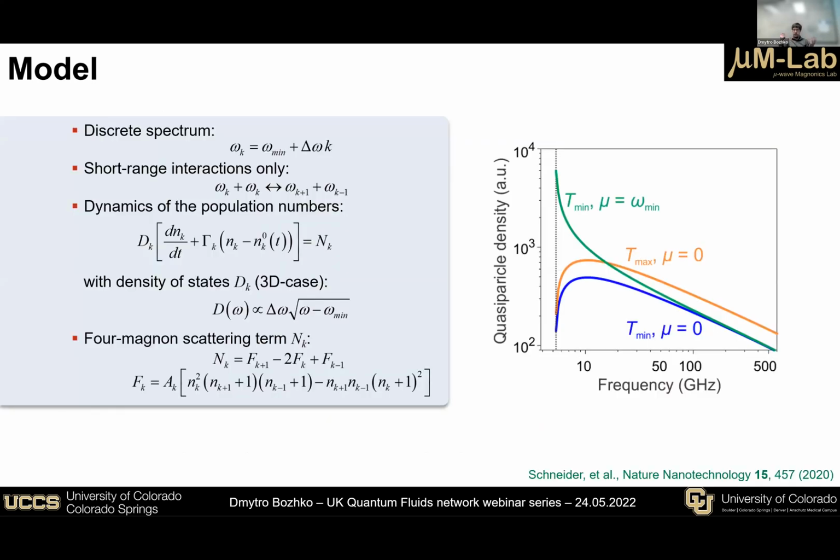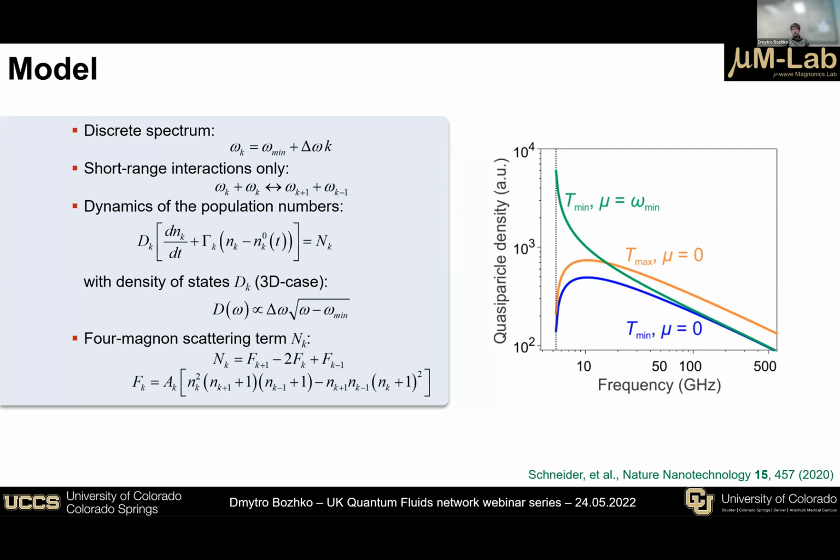In order to prove that it's a Bose-Einstein condensate, we developed a model. In this simple model, we just assume a discrete spectrum of magnons. We split our spectrum into discrete levels up to 6 terahertz. And we assume only short-range magnon scattering interactions. The interactions via Cherenkov processes are much more difficult to model, so we excluded them from this simulation.